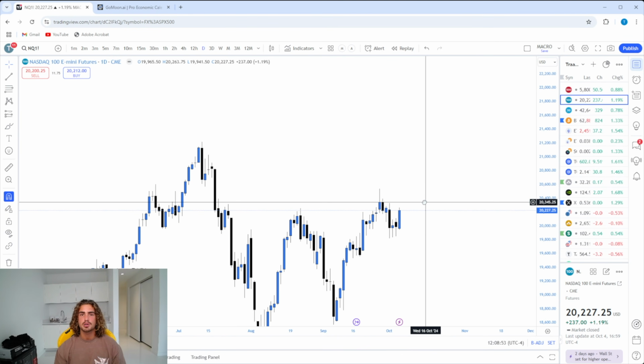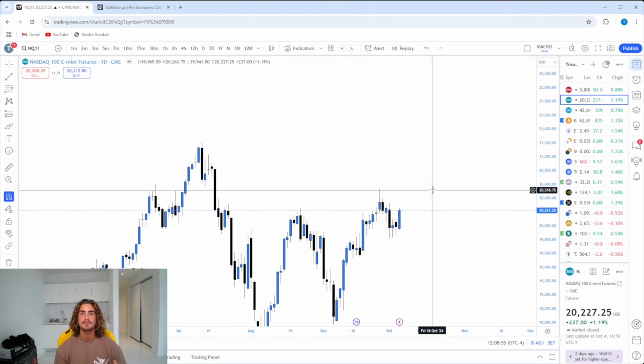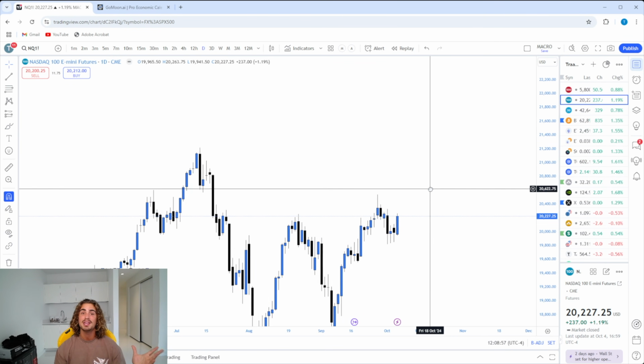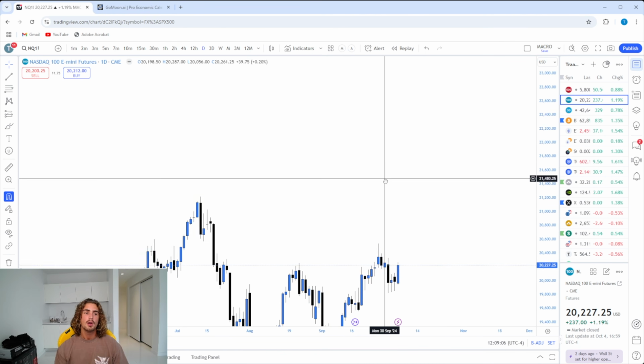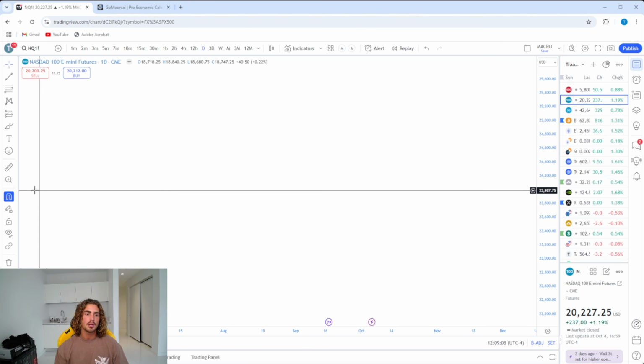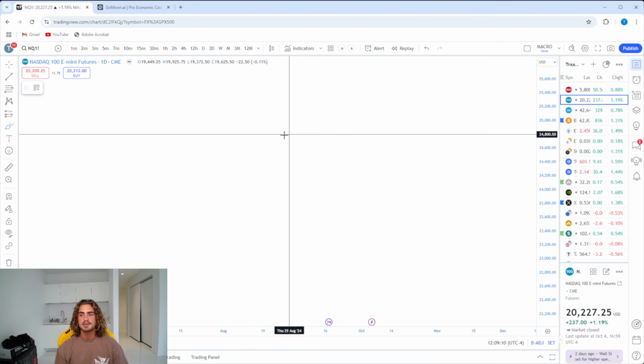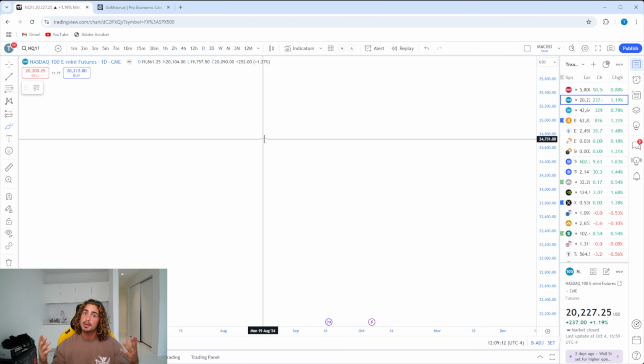If we want to be able to take trades off of liquidity sweeps within the market, we have to know and understand where liquidity even lies in the first place. And liquidity, believe it or not, is actually one of the easiest concepts and one of the easiest things to identify within the chart. So first thing that we're going to do is we are going to go up here and I'm going to draw you guys some examples of where liquidity lies.